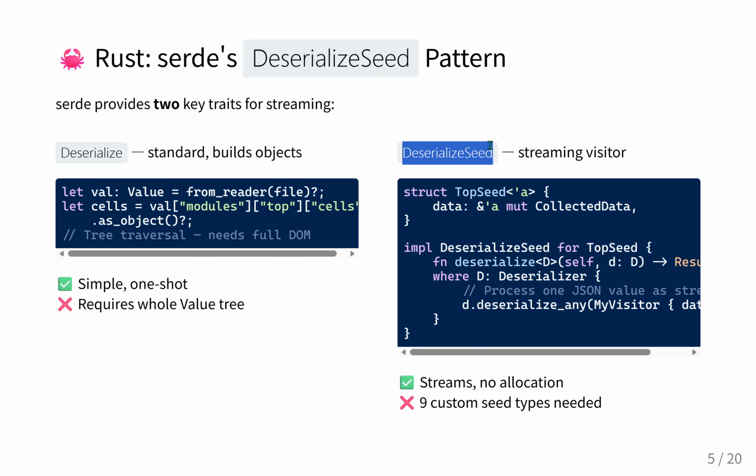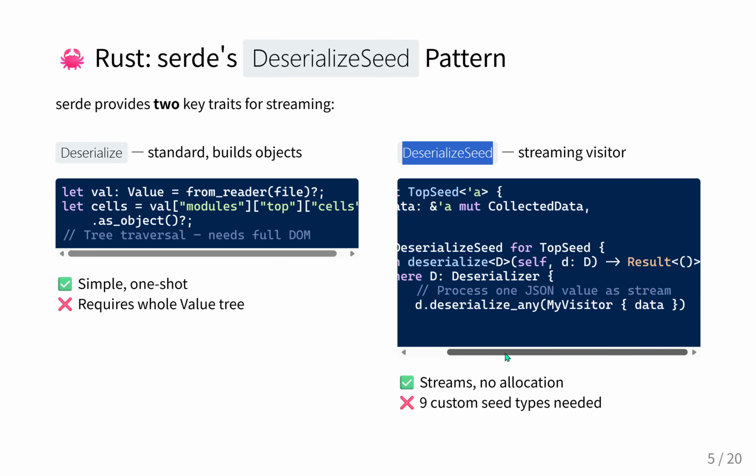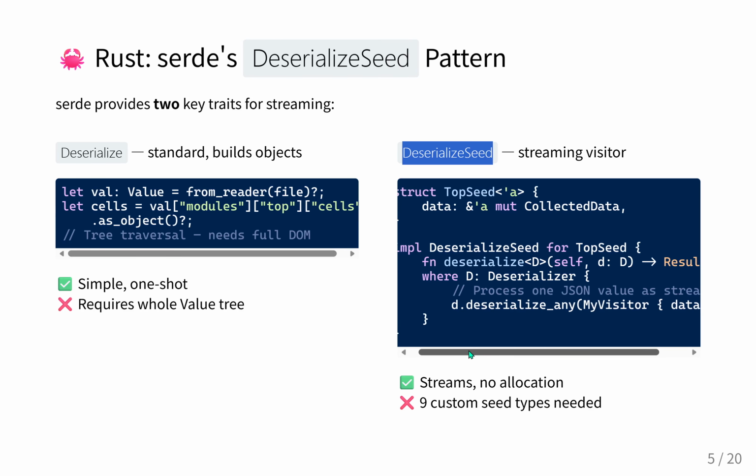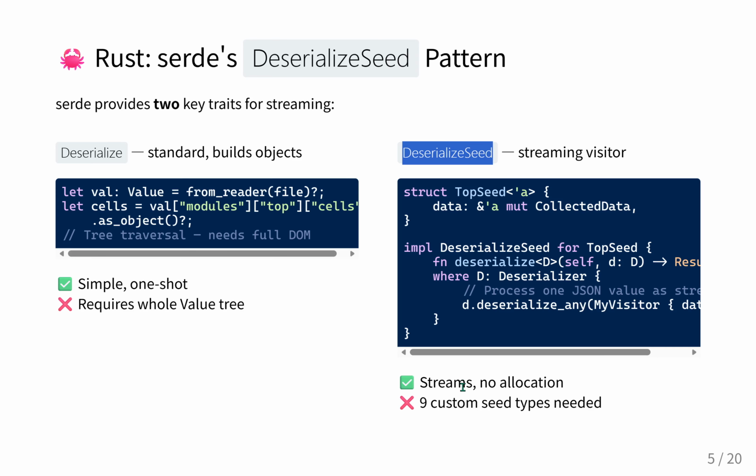Ah, the DeserializeSeed trait. That's the engine of our conveyor belt. Exactly. It acts as a streaming visitor. It just watches the stream of data fly by and fundamentally requires absolutely no memory allocation for the JSON tree itself. But earlier you mentioned the burden of complexity. To handle the deeply nested layers of this specific Yosys JSON file, the developer couldn't just write one single seed instruction, right? No, not at all.